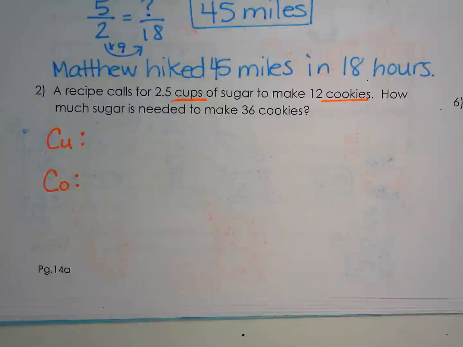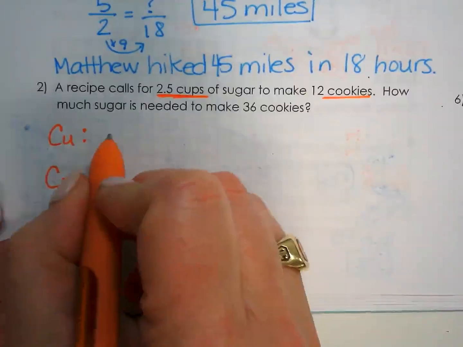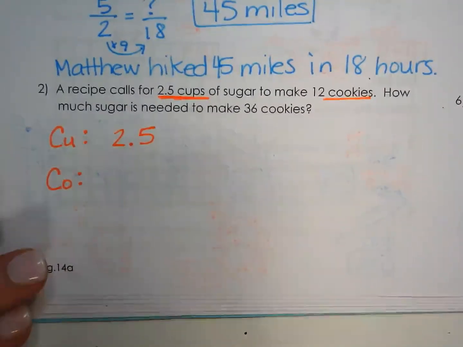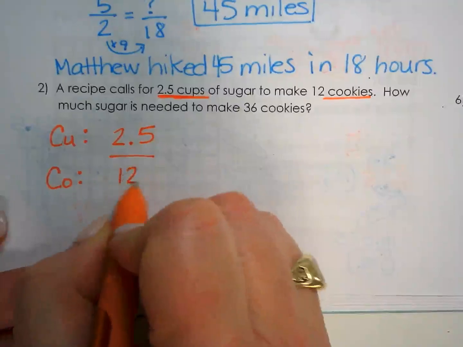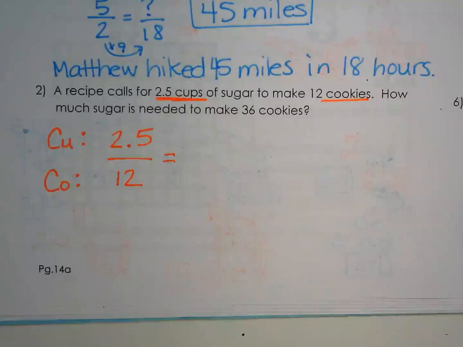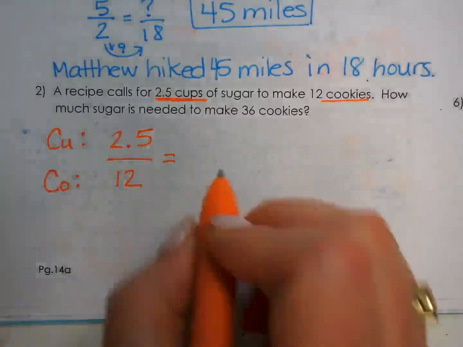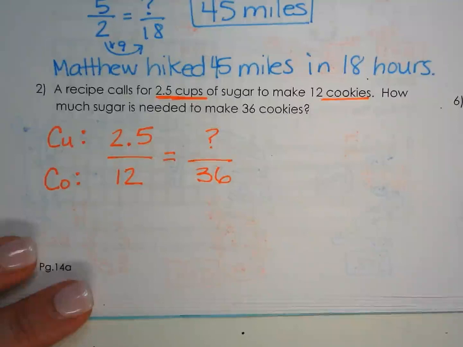Now, it doesn't matter which one's on top as long as you're consistent. If you wanted to put the cookies on top, that's okay as long as cookies are always on top. Does that make sense? In this case, they told us how many cups of sugar? How much? 2 and 5/10 or 2.5. And how many cookies did that amount of sugar make? 12. What was the other piece of information that they gave us? 36. 36 what? Cookies. So does that go on the top or the bottom? Bottom. These are where the cookies go. So we're looking for how many cups of sugar we needed to make those 36 cookies.